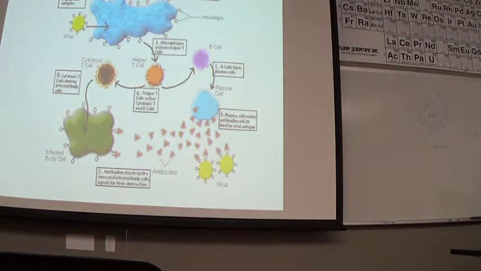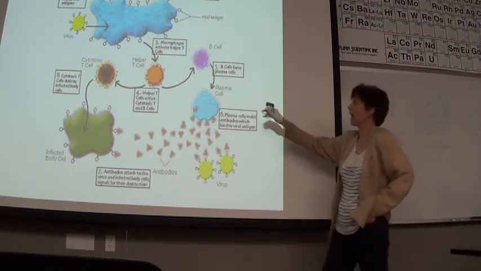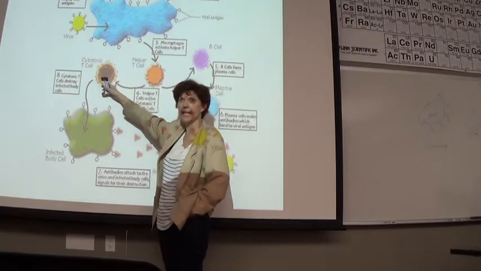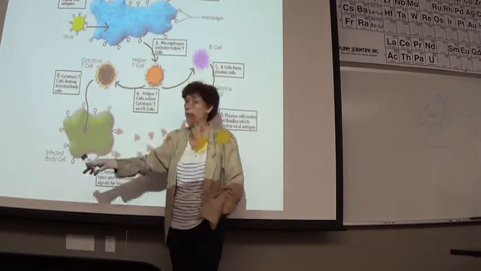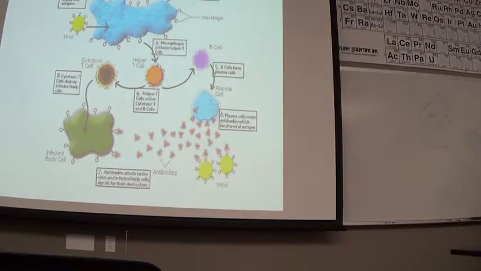This is just kind of a summary picture of how one antigen can cause a plasma cell to make antibodies as well as activate the T killer cell. So it doesn't have to go one way or the other. Both of those processes can be utilized.